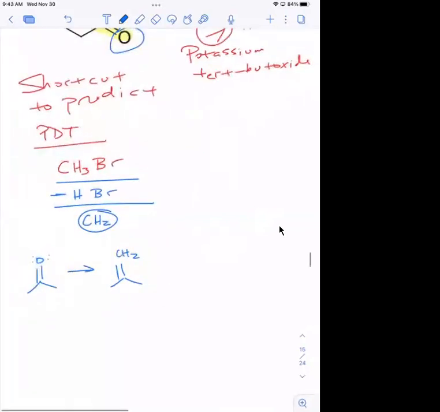Right, that's a shortcut way of thinking about it. If you don't know the mechanism, you can at least predict the products, which is very important. So if you take out one hydrogen and the halogen, because it's not always going to be bromine, it can be iodine, it can be chlorine. But if you remove HX, whatever you're left with, that's what's going to replace oxygen.